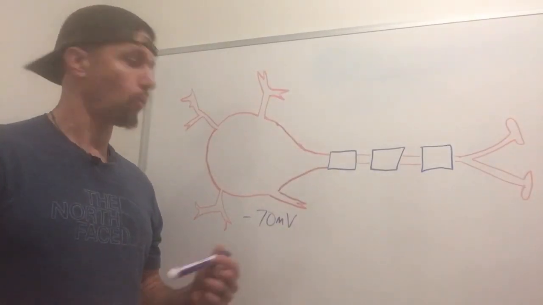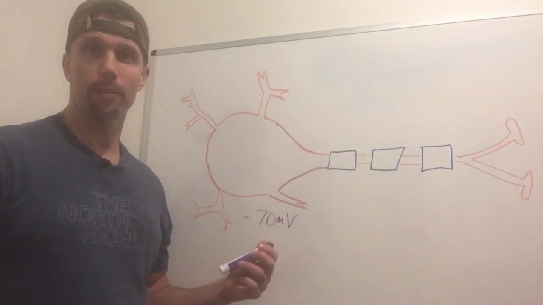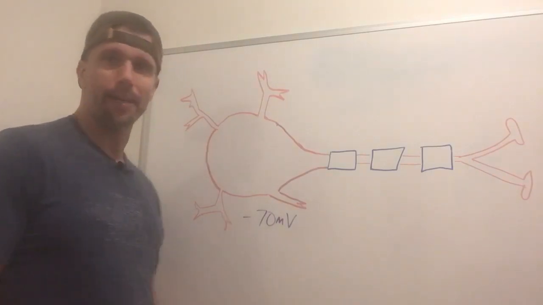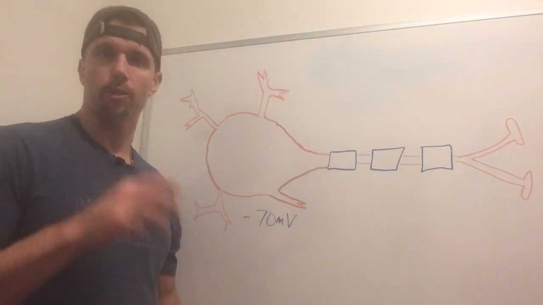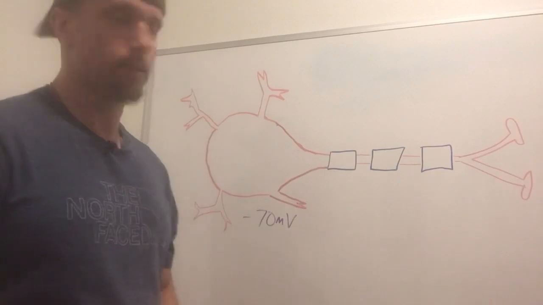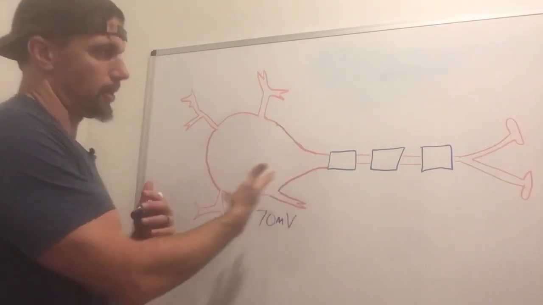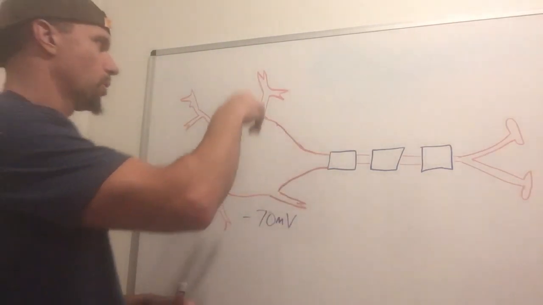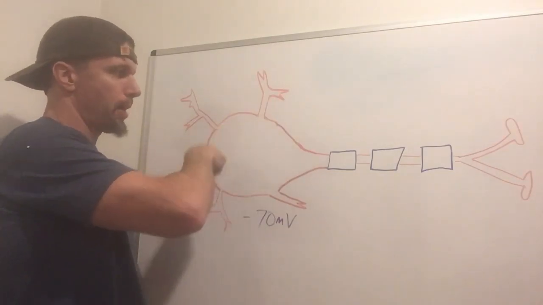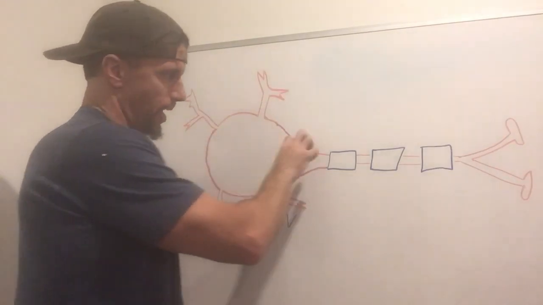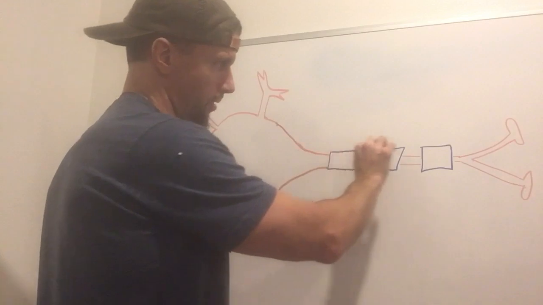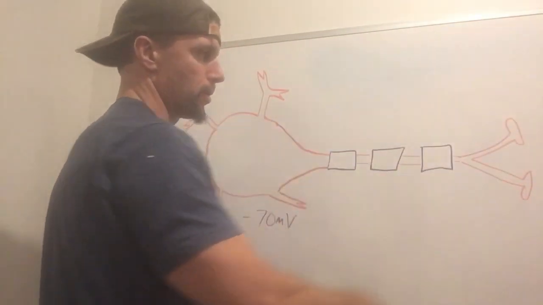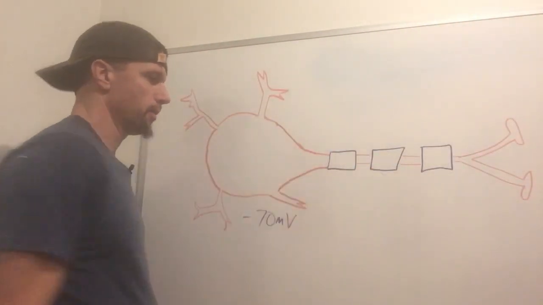We're going to look at why a neuron's resting membrane potential averages negative 70 millivolts. There's three contributors to this. So just to go over the neuron real quick, we have the dendrites, the body or the soma, the axon hillock, and then the axon, and then the axon terminals. We have the myelin sheath here.